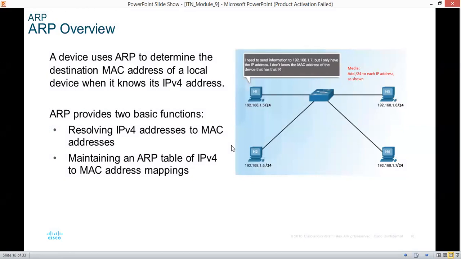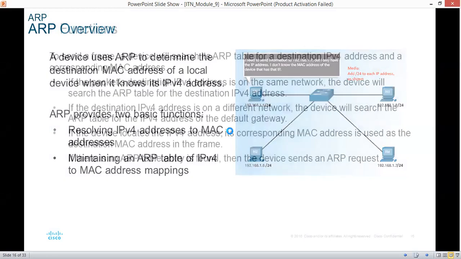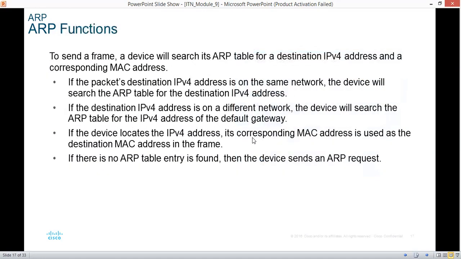Remember, ARP is the Address Resolution Protocol used by IPv4 to be able to tell about the remote or the destination device. So here, a device uses ARP to determine the destination MAC address of a local device when it knows its IPv4 address. So ARP provides two basic functions. One, it resolves IPv4 addresses to MAC addresses, and two, it maintains an ARP table of IPv4 to MAC address mappings.